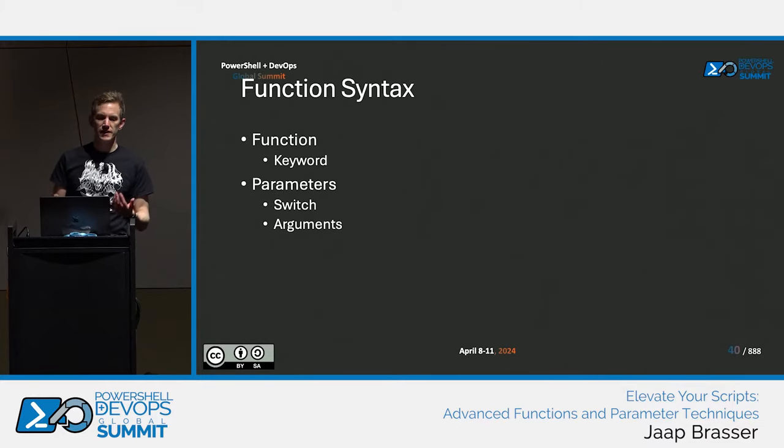So the syntax of a function, we start off with function, the name of the function, already mentioned how that should be formatted, and then the function block. So that's anything between the curly braces, the script block. When we have parameters, it can either be a switch parameter. A switch parameter is kind of like a Boolean, but not truly a Boolean. For example, -Force in Get-ChildItem or in Remove-Item.